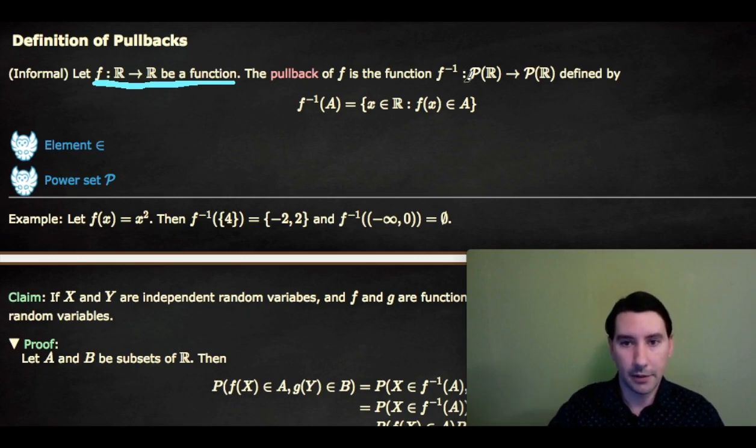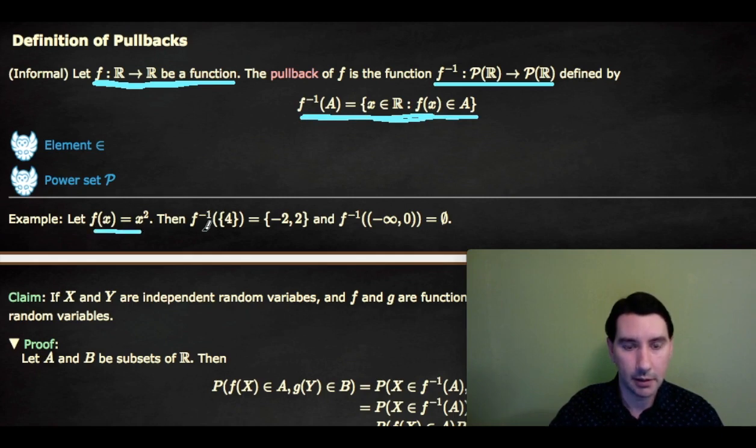But we can define a function on the power sets, or from one set to another set. So the inverse of a set A is all the x in R such that f of x lands in A. And that's the pullback function of f. So if f of x was x squared, then f inverse of the set {4} is {negative 2, 2}. And f inverse of the interval negative infinity to 0 is the empty set. And the point here is that the pullback function takes in a set and gives you back a set, and that is a function.